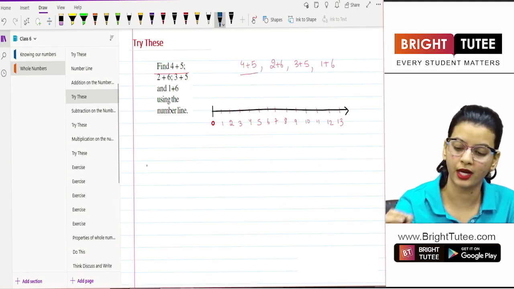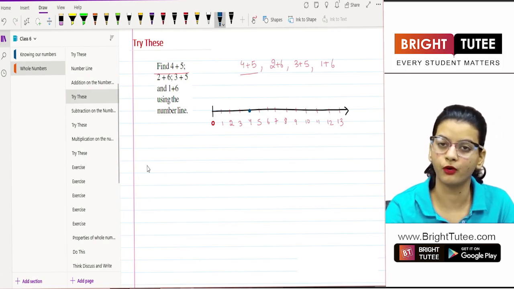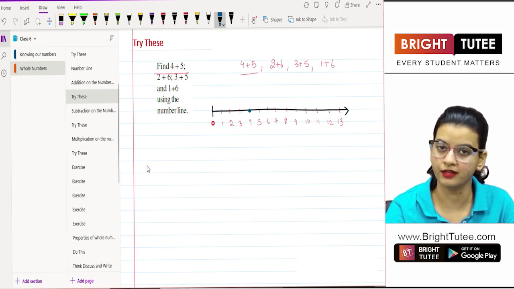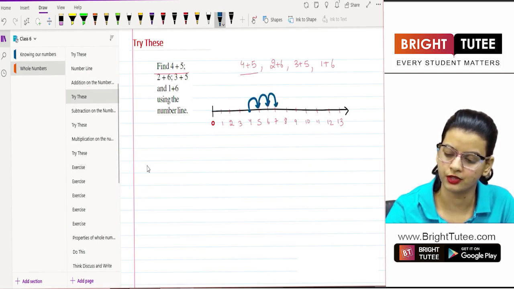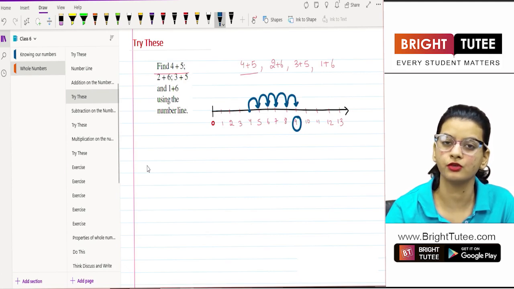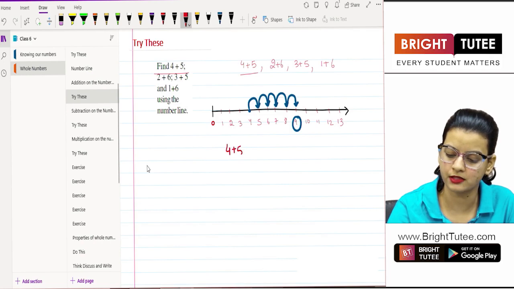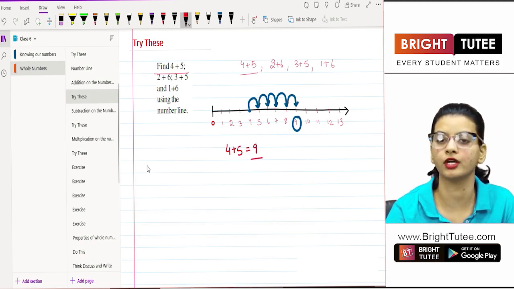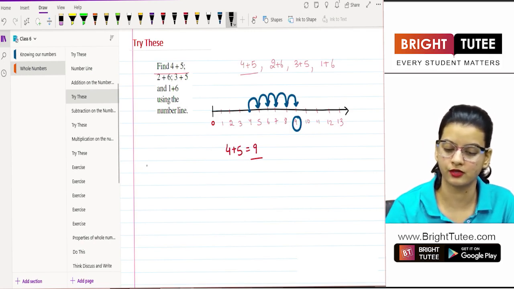So we have to start with 4 plus 5. Where can you see 4 on your number line? You have 4 over here. Now 4 plus 5, so we will have to make 5 jumps from 4. This is my first jump, 1, 2, 3, 4 and then this is 5. So where do I get? I get to 9. This means that 4 plus 5 is equal to 9. This is the answer of 4 plus 5. Let's try and solve the next one.